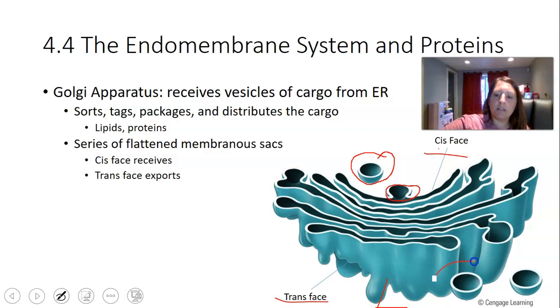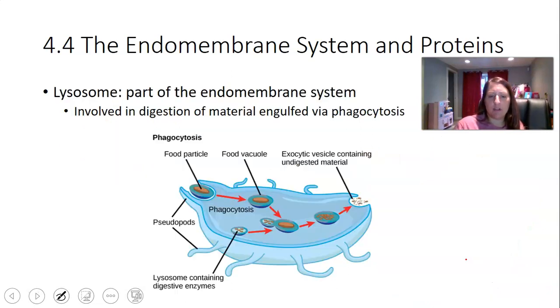And when these vesicles get exported, it depends on where the contents is destined. They might travel to the plasma membrane and then fuse with the plasma membrane, or travel to some other organelle in the cell and fuse with that. Okay? So the Golgi apparatus is the sorting center of the cell.